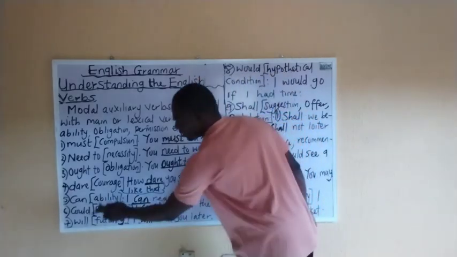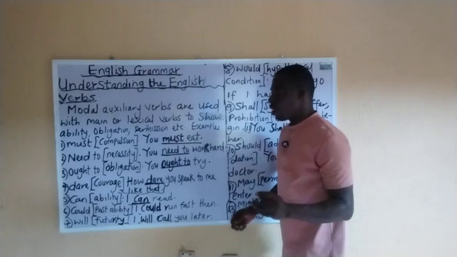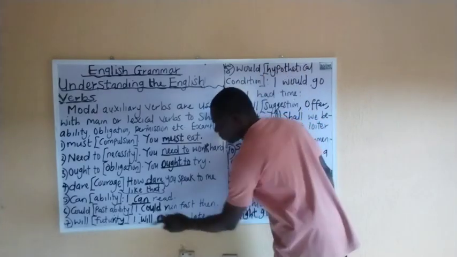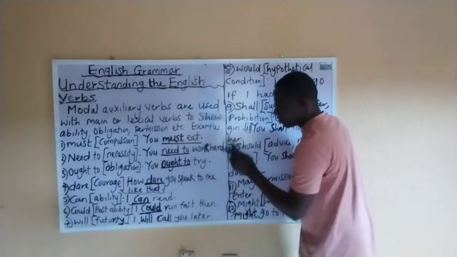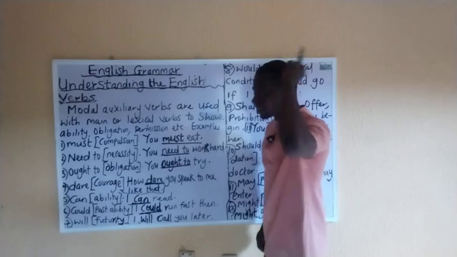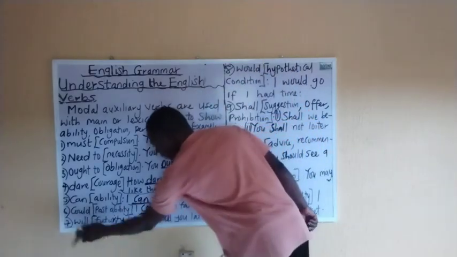Okay, fine. Number 6, could. Could is used to show past ability. Example, I could run. I could run fast then. Past ability.